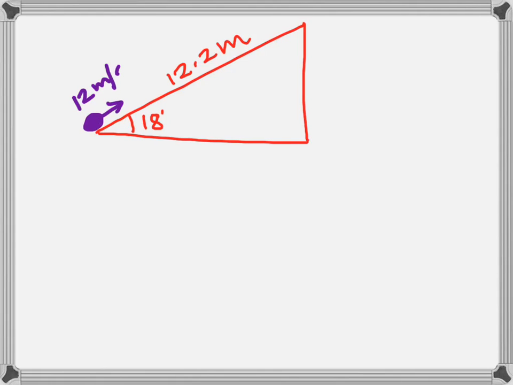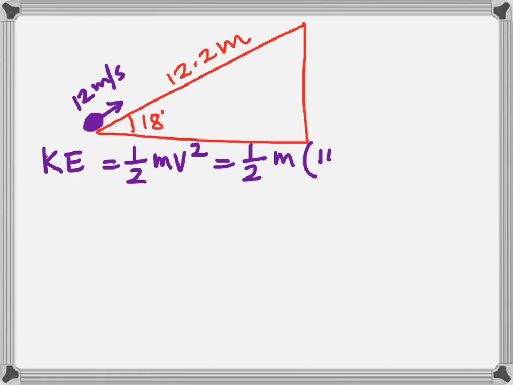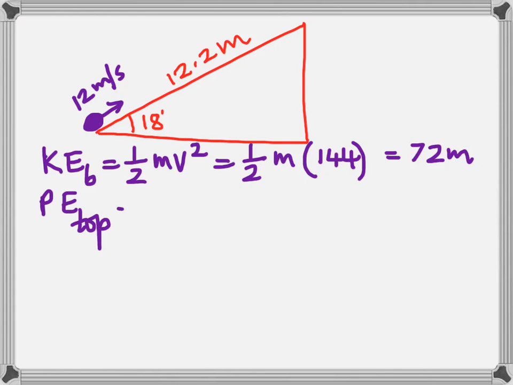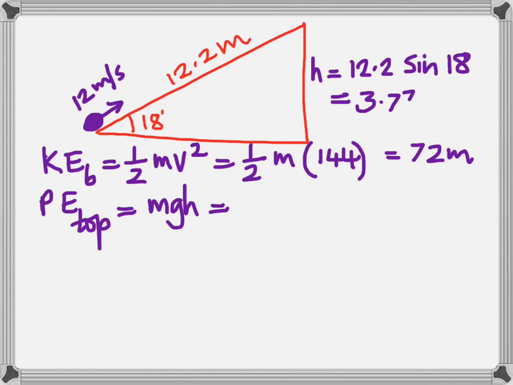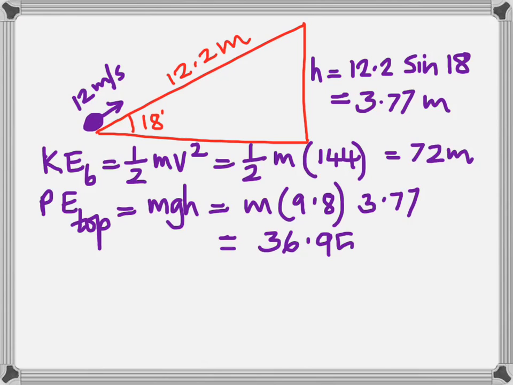In the next question, the skier reaches the foot of this incline and then glides up. So the kinetic energy on reaching the bottom is half mv squared. So you find the kinetic energy at the bottom in terms of the mass, and then find the potential energy at the top. The height is given as 12 point, no, the distance over the incline is 12.2, so you have to find the height. And once you find the height, mgh gives you the potential energy.